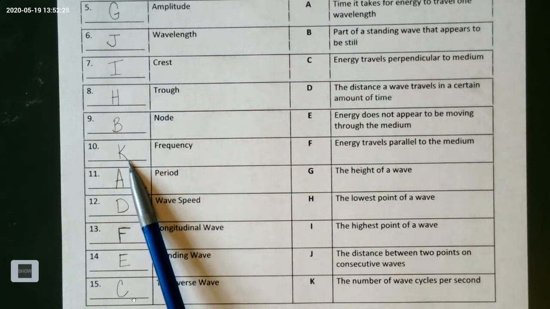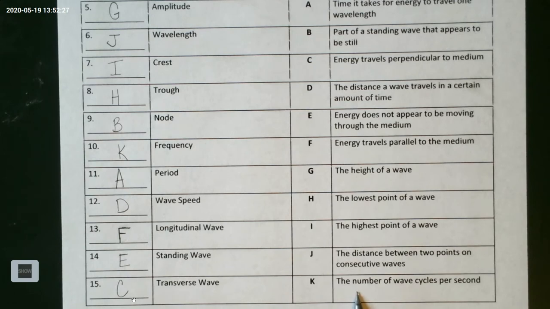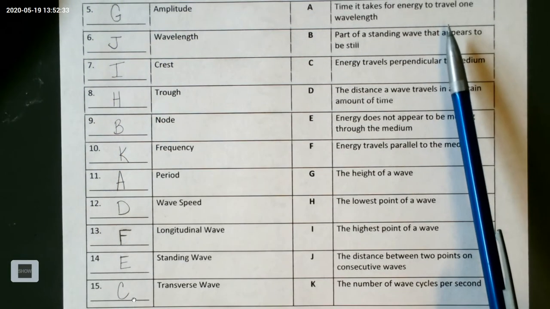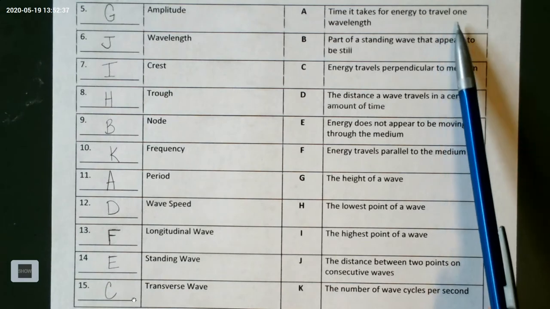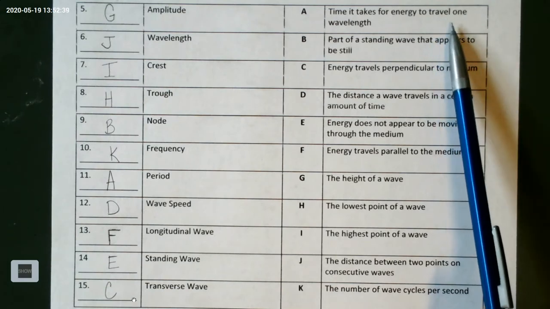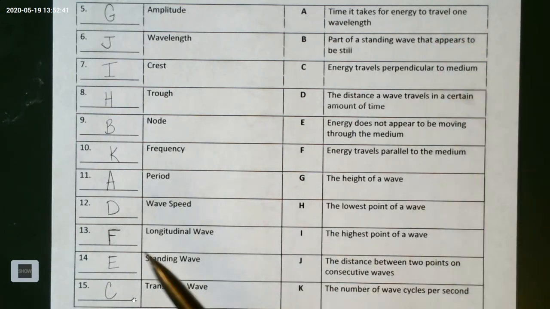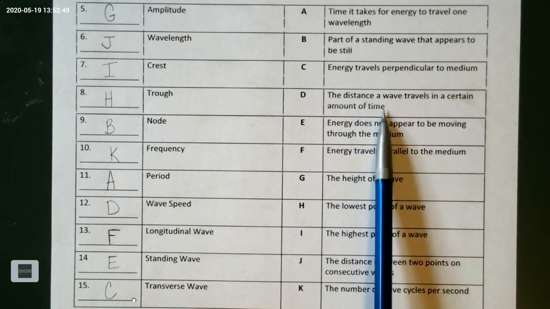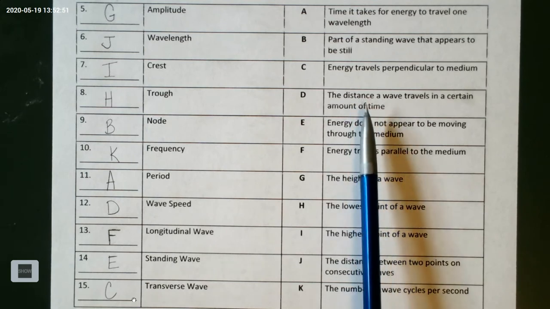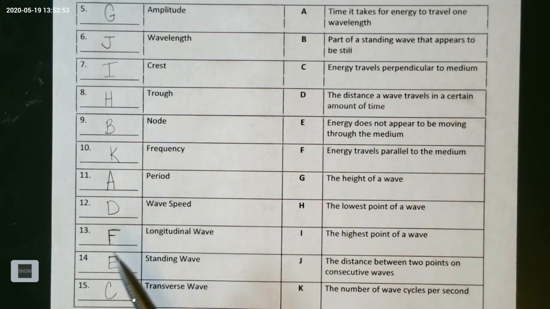Our frequency is K, which is the number of wave cycles per second. Period is A, the time it takes energy to travel 1 wavelength. So usually that's less than a second in most of our problems that we solve. And then wave speed is D, the distance a wave travels in a certain amount of time. So the distance would be in meters, the time would be in seconds. That would give us a speed of meters per second.